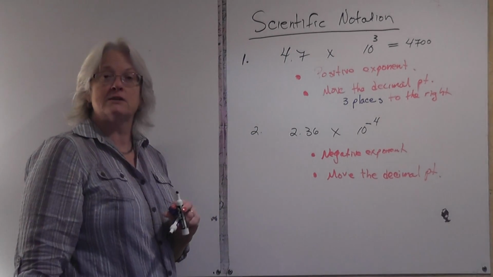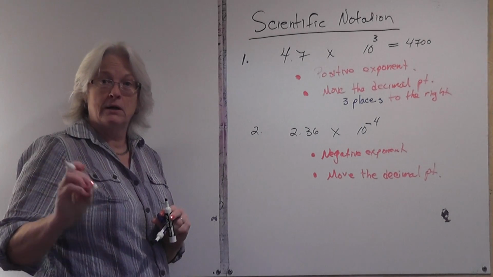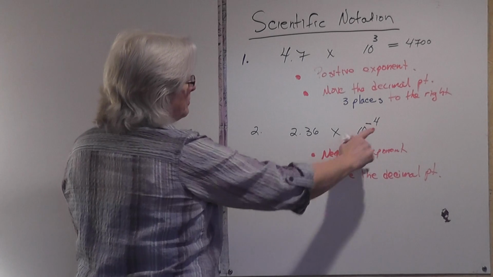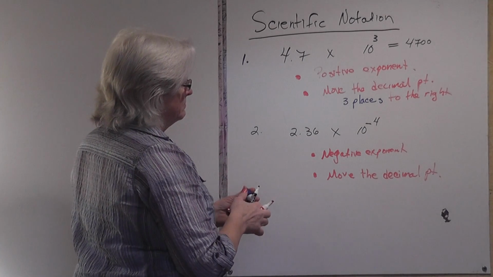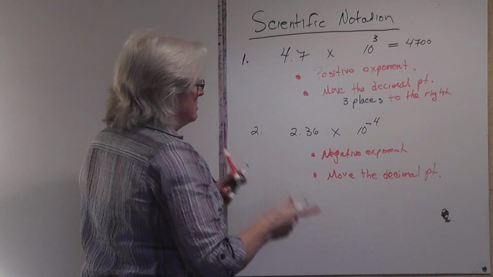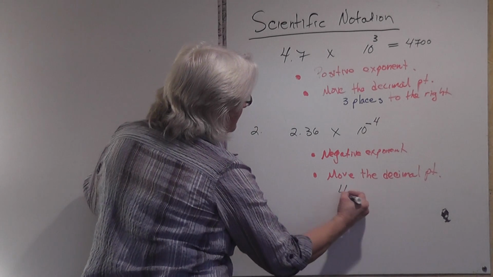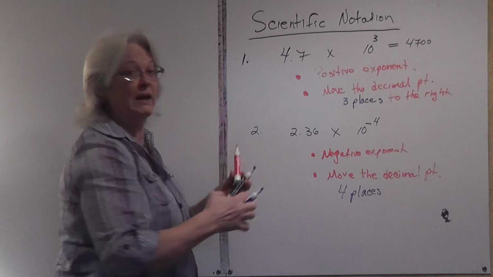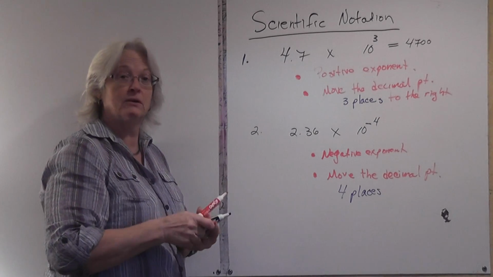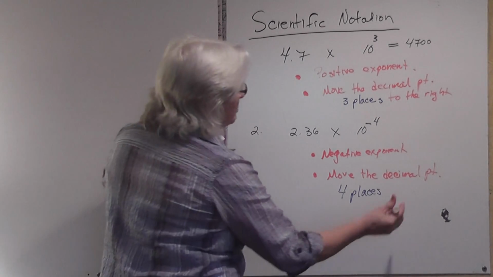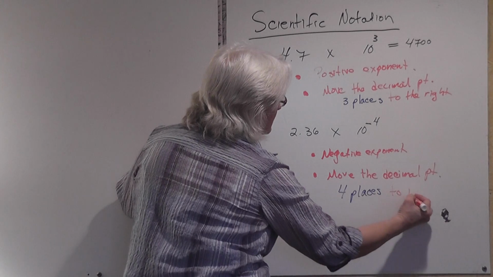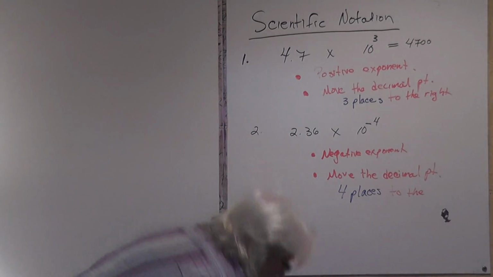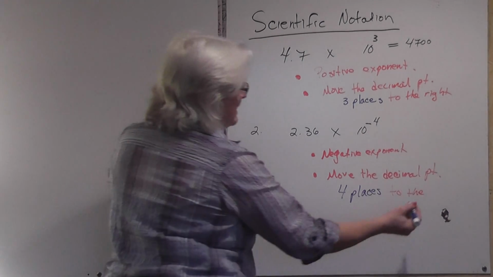We're going to move the decimal point how many places? 4 places. Are we going to move it 4 places to the right or 4 places to the left? We're going to move 4 places to the left because we're multiplying by a negative number.